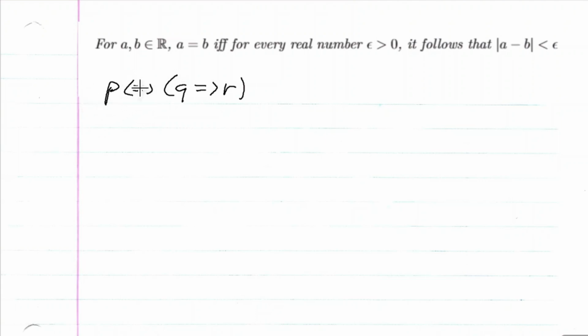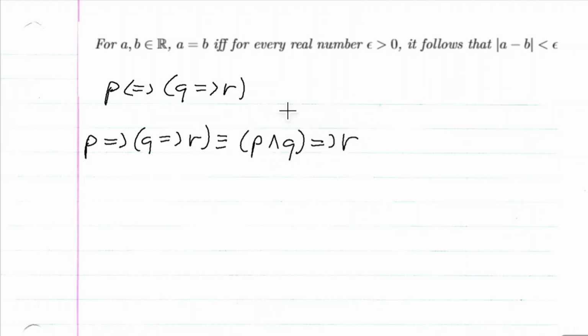So remember, for if and only ifs, we have to first do P implies the conclusion, which is Q implies R. But we're going to use a logical equivalence here, and we're going to use P and Q implies R. If we can prove P and Q implies R, then it's the same thing as proving P implies Q implies R. Okay? So we're going to assume that A is equal to B, and that for every epsilon, epsilon is bigger than 0.